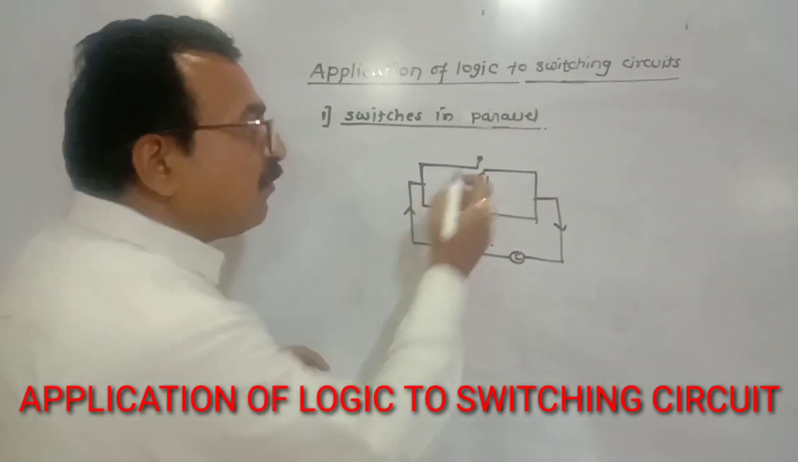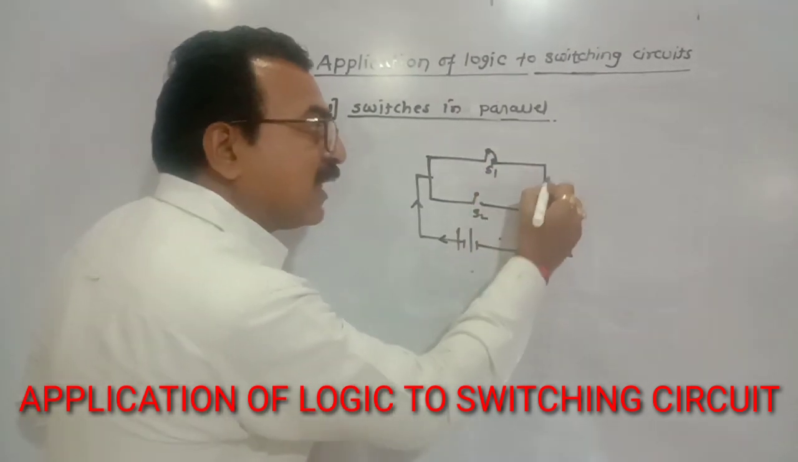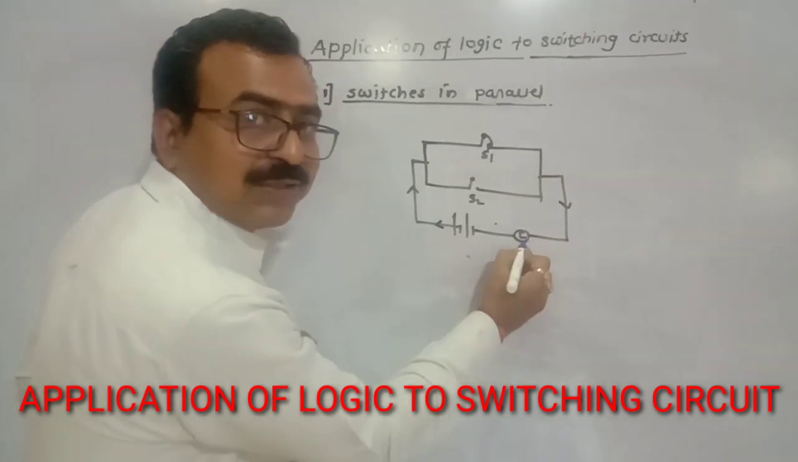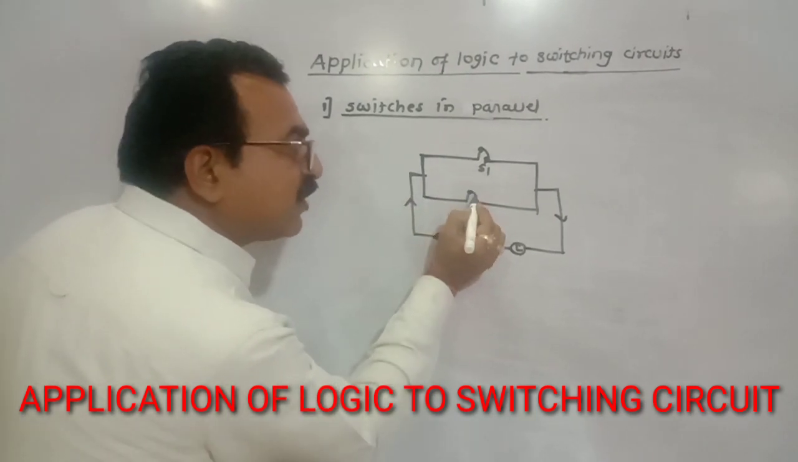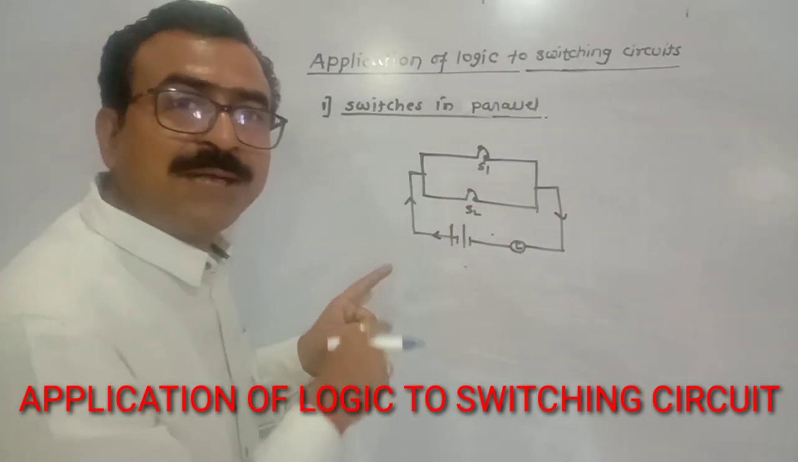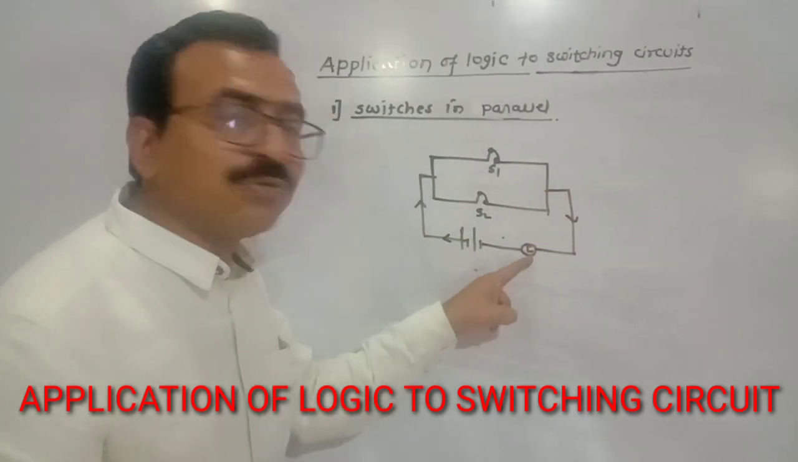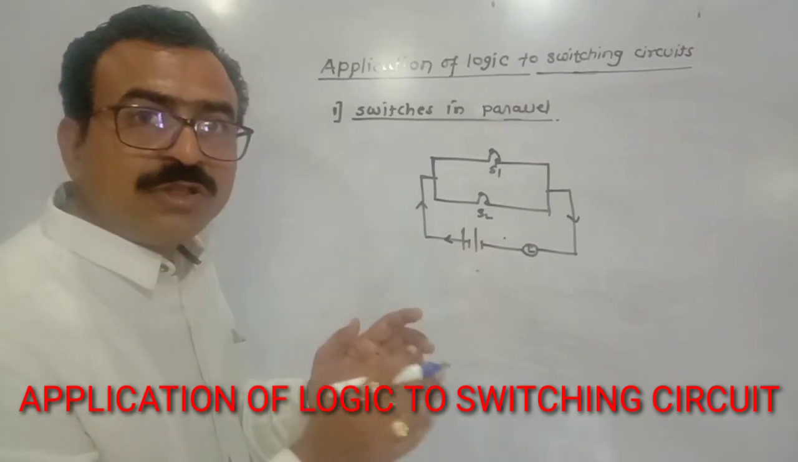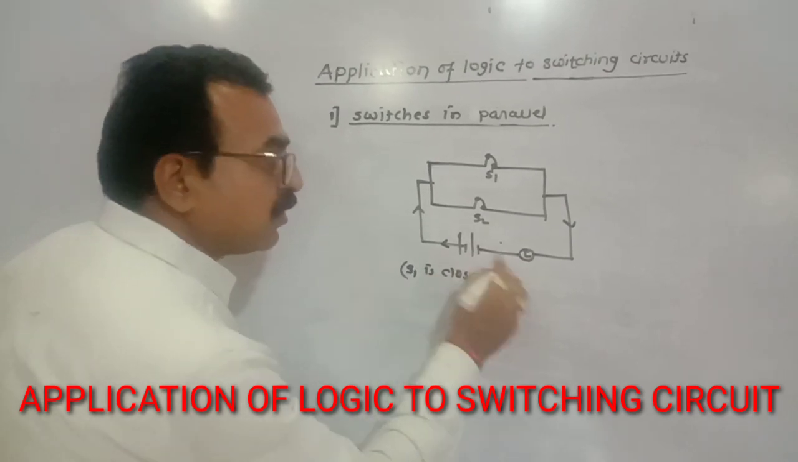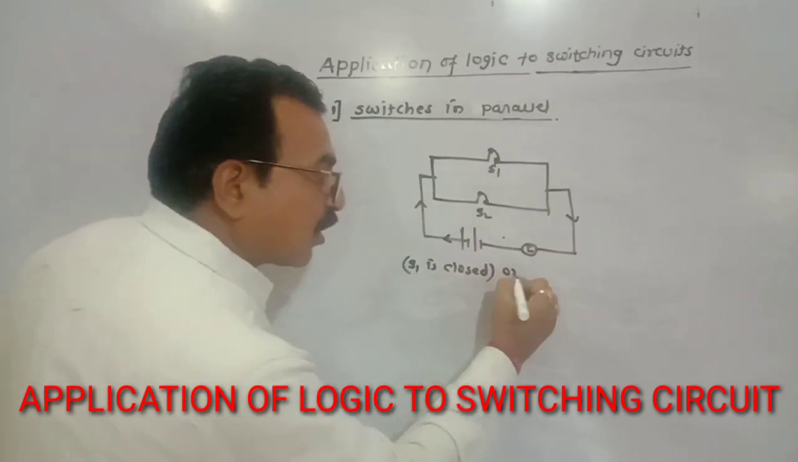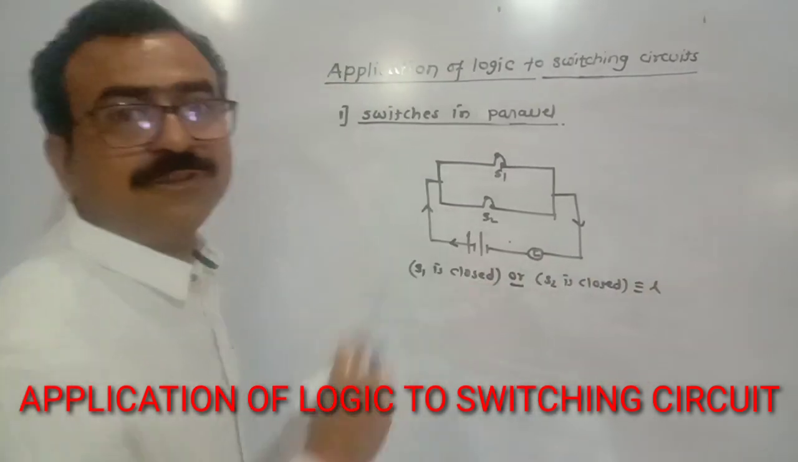So when the first switch is closed, what happens? Then the circuit is completed and the current passes through the conducting wire toward the lamp, and the lamp will be lit. Or if anyone closes the second switch, the same thing happens. Means the current flows through the conducting wire and reaches the lamp, and the lamp will be lit. You can say that if S1 is closed, the lamp will glow, or if S2 is closed, the lamp will also glow.